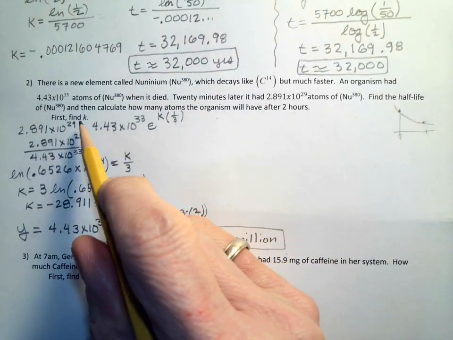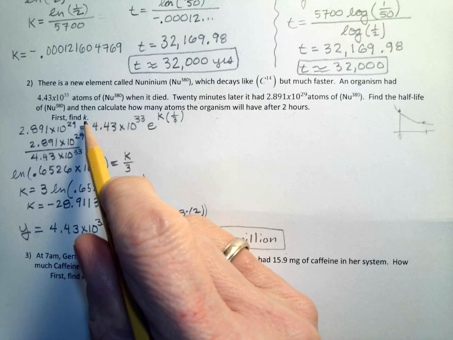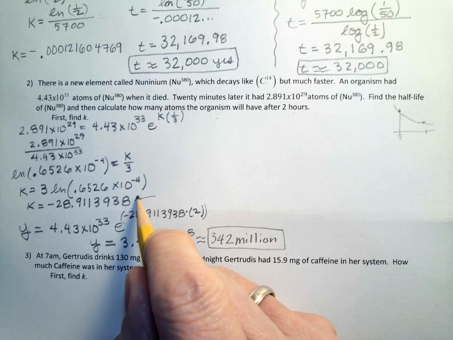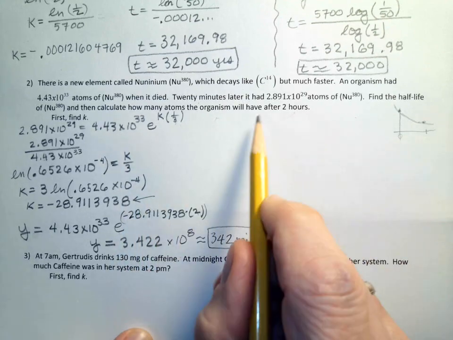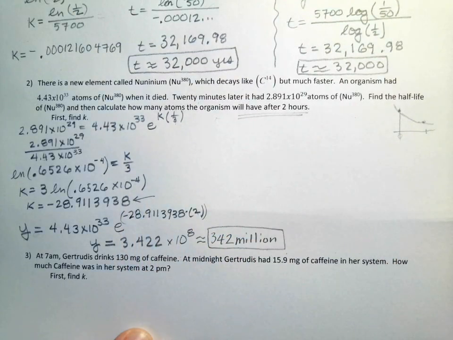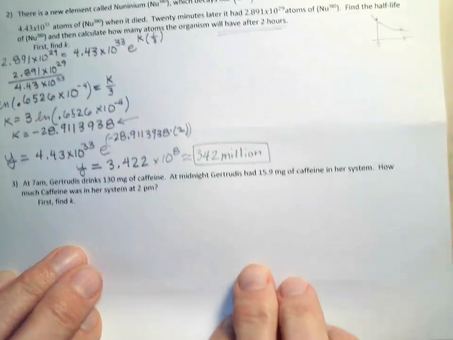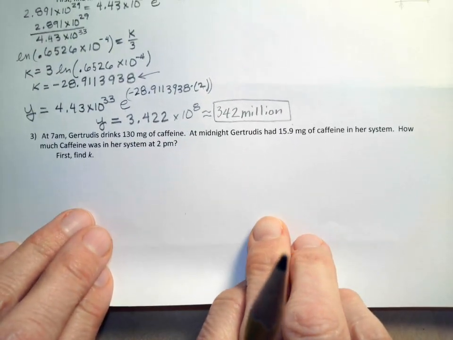If I ask you to find K on a quiz or a test, then you need to work with our version of it here. But if all I'm asking for is how much you have in your final after 2 hours, then if you feel more comfortable with that formula, it doesn't really matter to me which of the two formulas you use. All right, let's go on to the very last problem then.